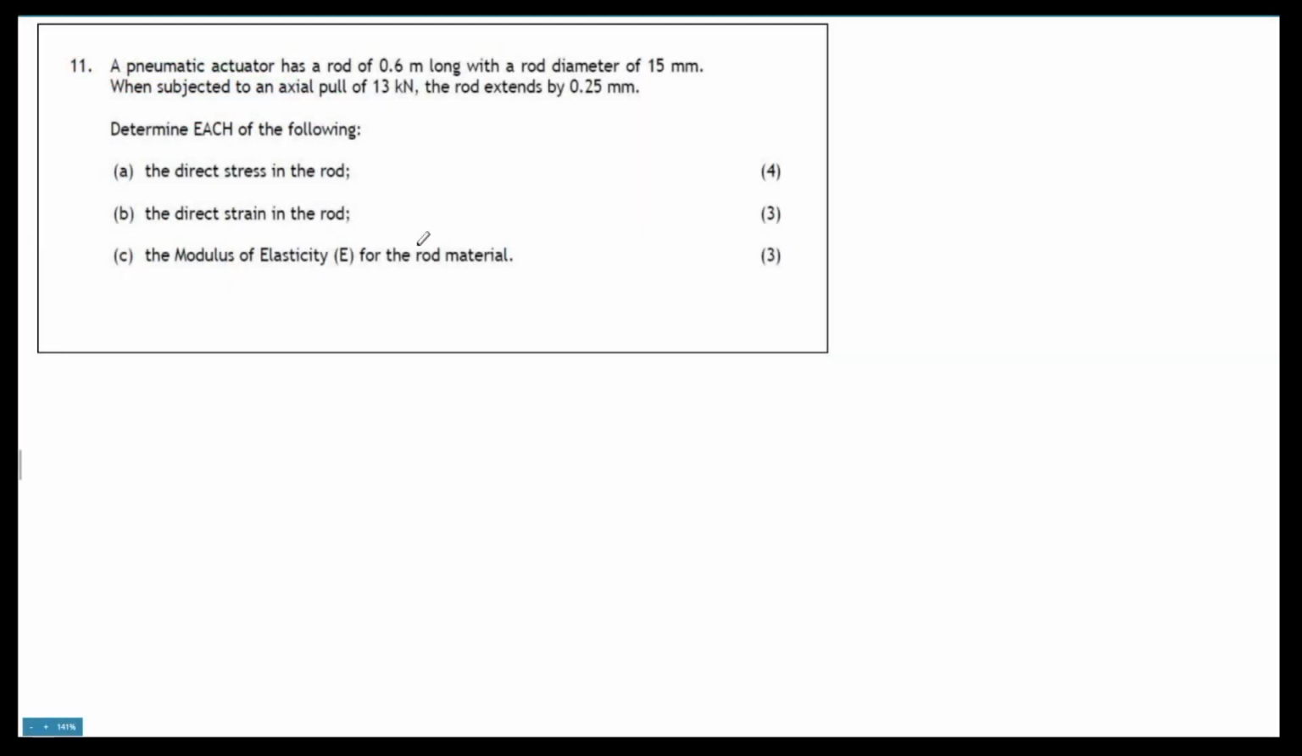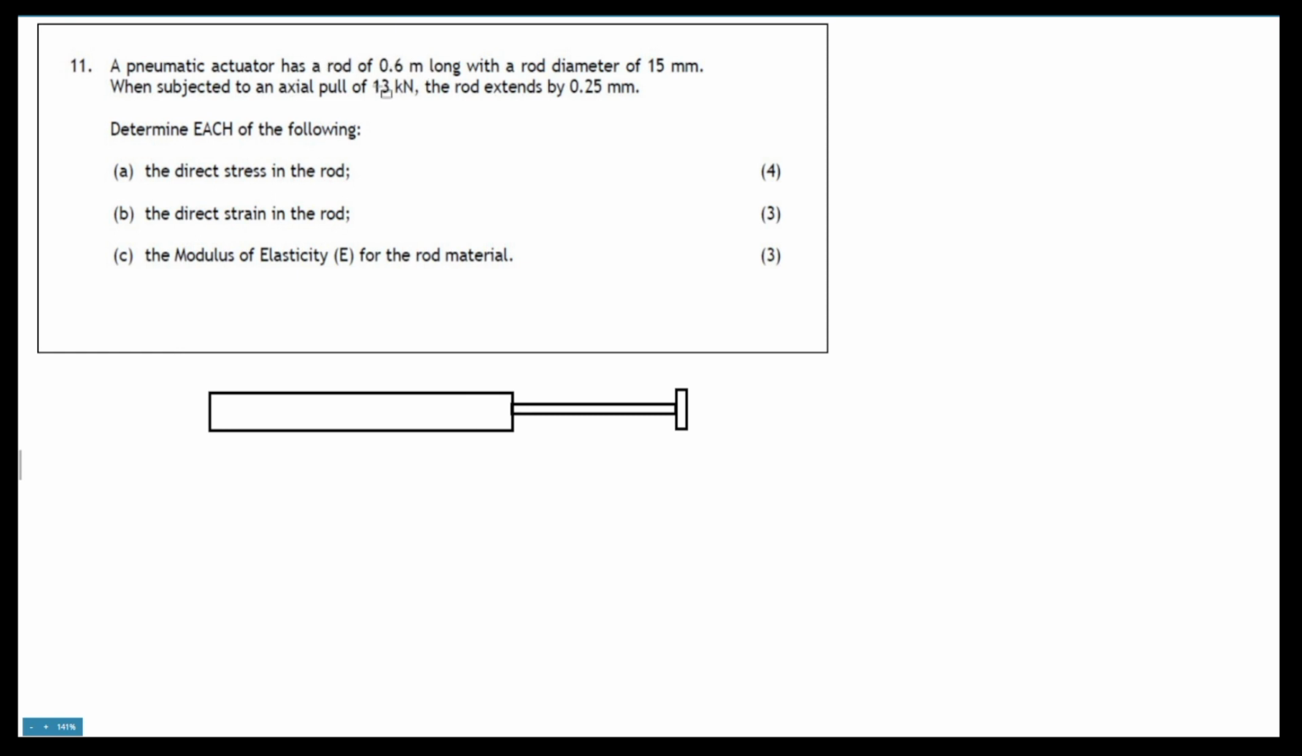Okay, now we're going to do question number 11. A pneumatic actuator has a rod of 0.6 meters long. Okay, that's enough information for me. Let's draw a picture of what that means. Pneumatic actuator, so that's like the thing inside of a JCB digger, like this thing that sticks out the end like this, I think. It's a piston, right? It's going to go in and out.